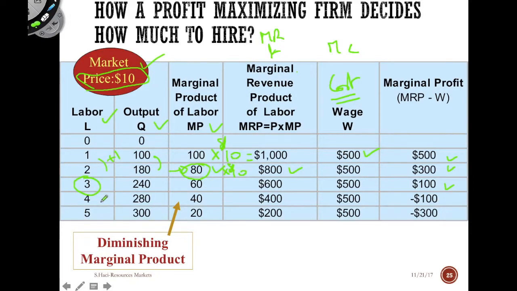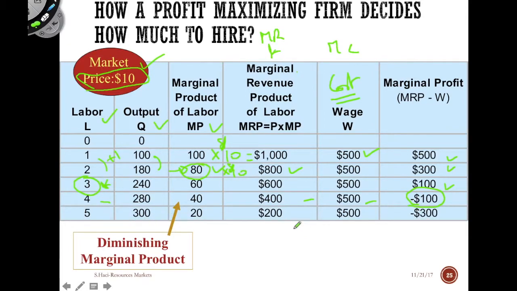However, when you get to the 4th one, you're only able to generate $400 of revenue with the 4th worker, but that worker is costing you $500. So this 4th worker would not be beneficial for you because you would start to lose on your profit. And therefore, the optimum number is only 3.